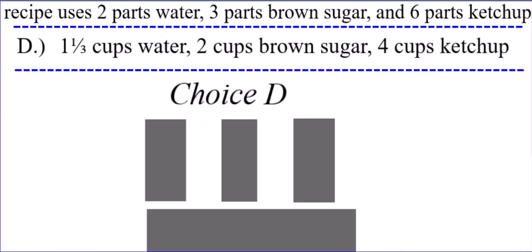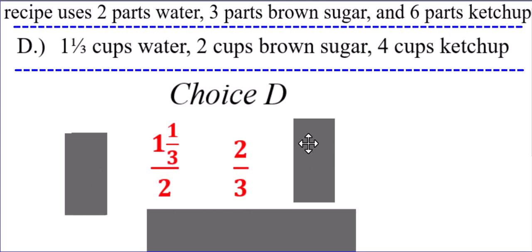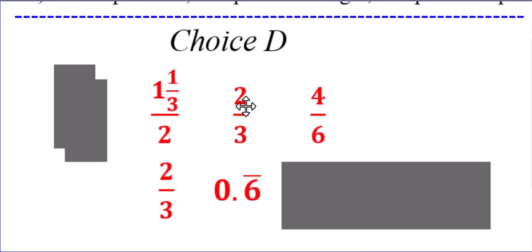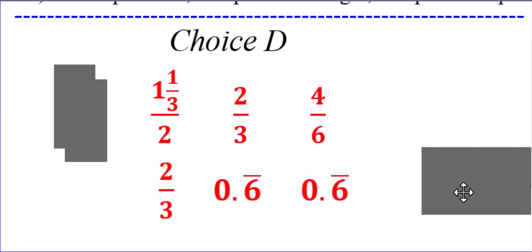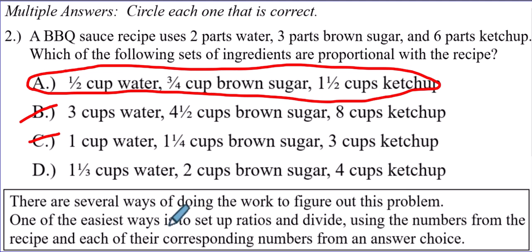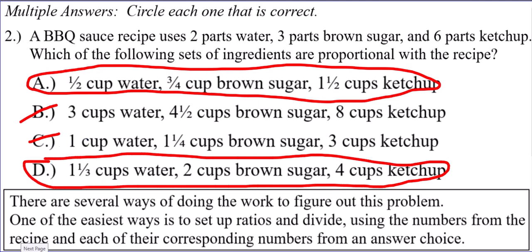What about choice D? Did you have 1/1/3/2? Did you have 2/3? Did you have 4/6? Did you divide 2/3? This one already was 2/3, which is 0.6 repeating. Now, again, same thing as 2/3. And 4/6 is also 0.6 repeating. Again, same thing as 2/3. If you don't believe me, take 2 divided by 3 in your calculator. Well, we already did. It was right here. Got 0.6 repeating. So all 3 of these ratios are the same. And so let's go ahead and circle choice D. This one is proportional to the original recipe.